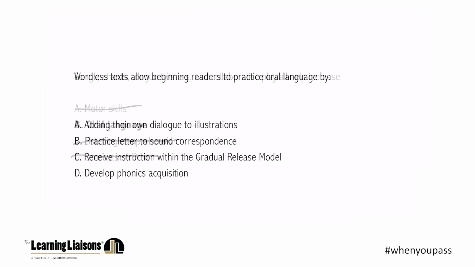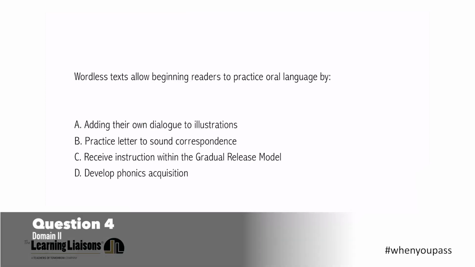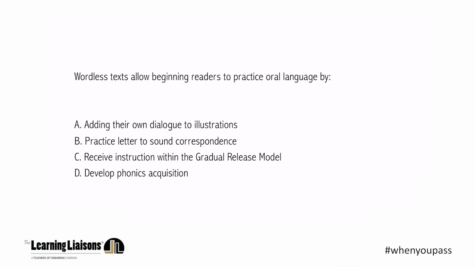oral language there. Wordless texts allow beginning readers to practice oral language by A, adding their own dialogue to illustrations, B, practice letter-to-sound correspondence, C, receive instruction with the gradual release model, or D, develop phonics acquisition. Here's our answer. A, adding their own dialogue to illustrations.